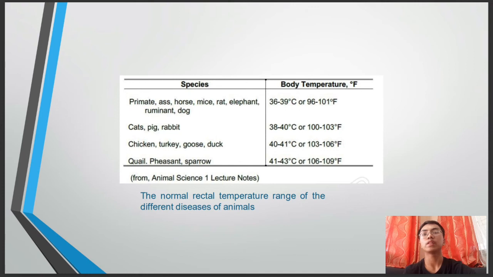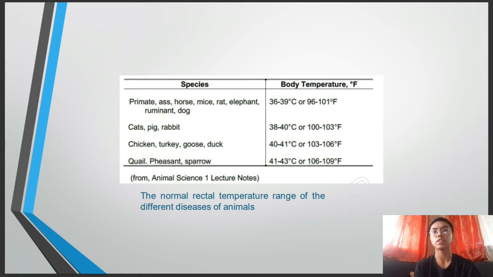The primate, horse, mice, rat, elephant, ruminant, and dog have 36 to 39 degrees Celsius or 96 to 101 degrees Fahrenheit. Cat, pig, and rabbit have 38 to 40 degrees Celsius. The chicken, turkey, goose, and duck have 40 to 41 degrees Celsius or 103 to 106 degrees Fahrenheit. The quail, pheasant, and sparrow have 41 to 43 degrees Celsius or 106 to 109 degrees Fahrenheit.